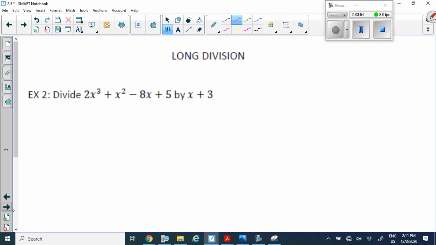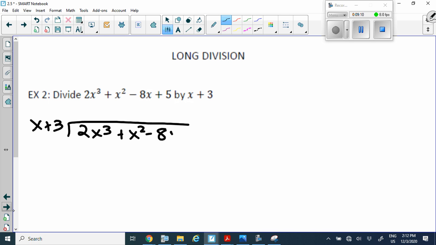What I would like you to do is pause the video and try this on your own. Okay, let's see what you got here. So I have my x plus 3, and then I have my 2x cubed, then I should have x squared, then an x, then a 5. So I don't need any placeholders because I have all my terms. Same thing with the x plus 3. Okay, so now I need to think what goes into it.